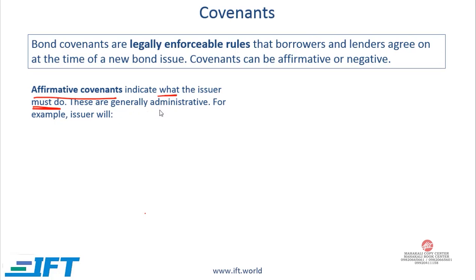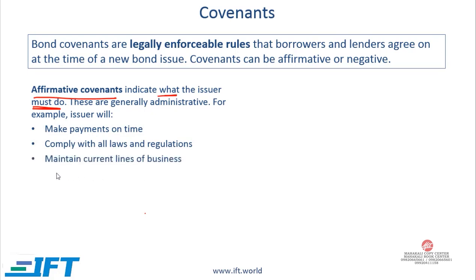These are generally administrative. Examples of affirmative covenants include the following. The issuer must make payments on time. The issuer must comply with all laws and regulations. The issuer must maintain current lines of business, must insure and maintain assets, pay taxes on time. So note that these are fairly administrative, and whether or not this bond indenture is in place, these are things that an issuer would typically do anyway.